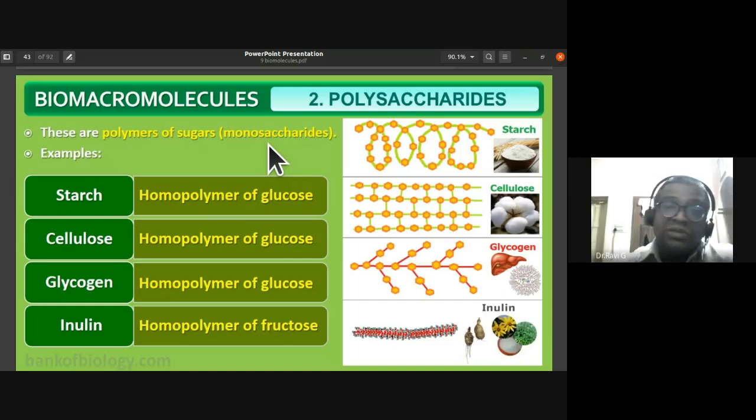Cellulose is also a homopolymer of glucose, which you find in the cell wall. Glycogen is the reserve food material stored in animals. Inulin, which is found in flowers and other plants, is a homopolymer of fructose. Fructose, you know, is an isomer of glucose. They have the same chemical formula, but structurally they are different. Isomers have the same chemical formula, but their structural formula varies.